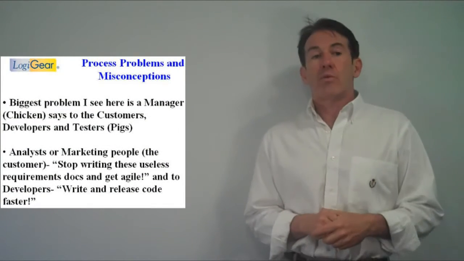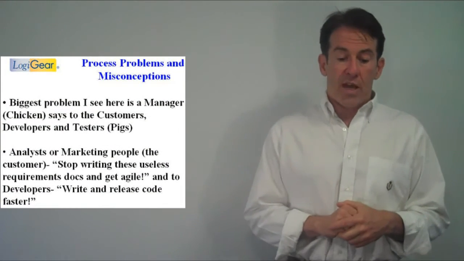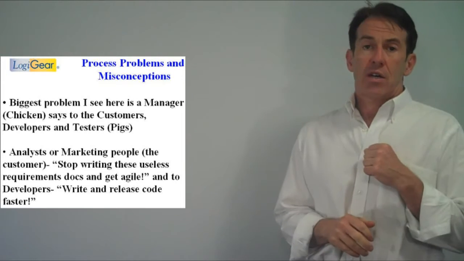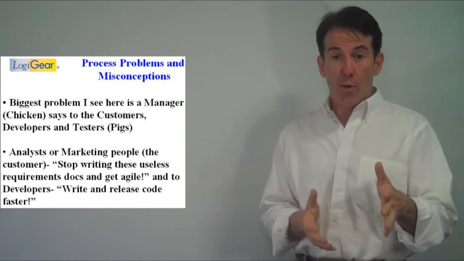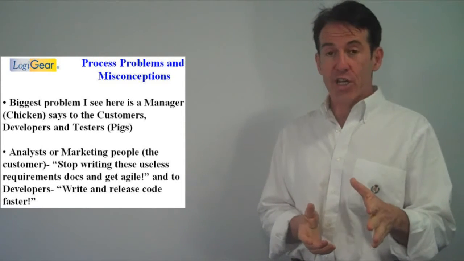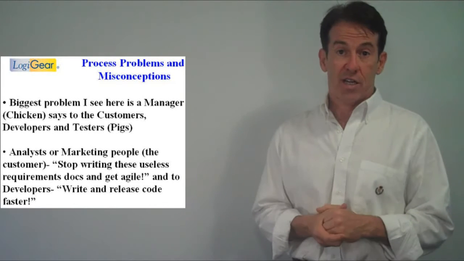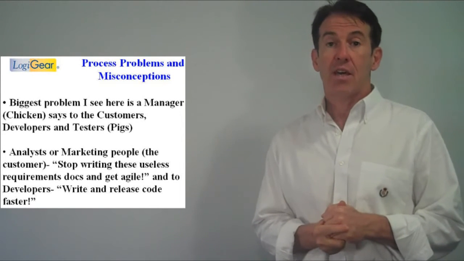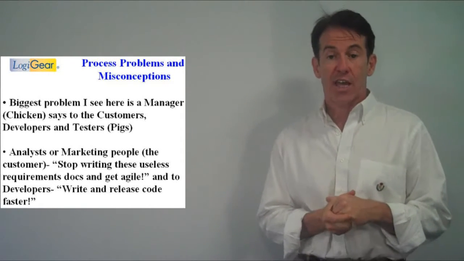The biggest problem I see when companies try to implement Agile is where a chicken, if I was going to talk about chickens and pigs, I hope you understand what chickens and pigs are. If you don't understand what chickens and pigs are, go read about Scrum and XP more and come back and do this session again.